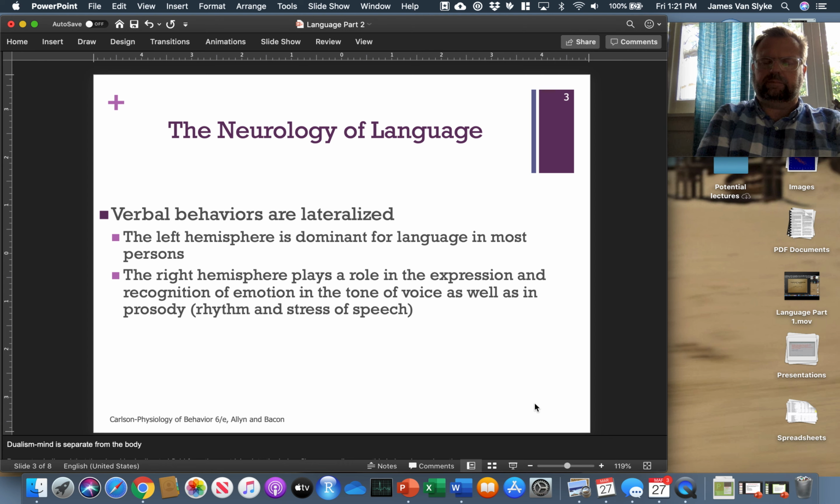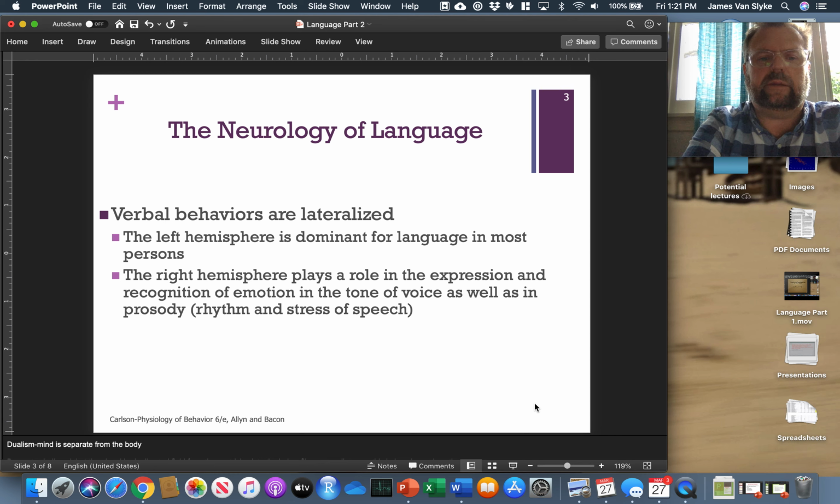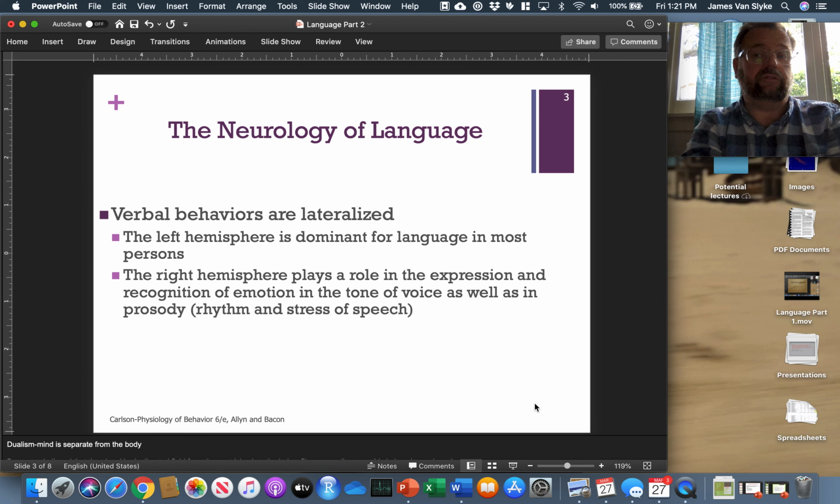One of the first things that we know about language is that language tends to be lateralized. By lateralized, I mean it tends to be dominant in the left hemisphere. So the left hemisphere seems to be doing most of the work in terms of the basic aspects of a language. The right hemisphere does play an important role in expression and also the recognition of emotion in the tone of voice, for things such as we learned last time in terms of prosody. But for the most part, most language abilities tend to be on the left side.